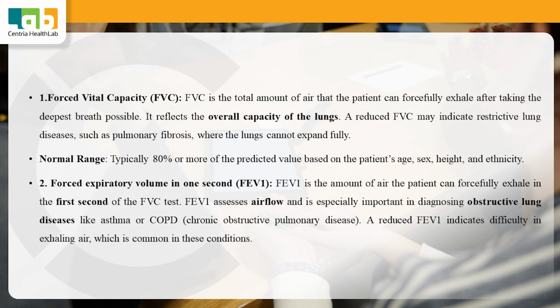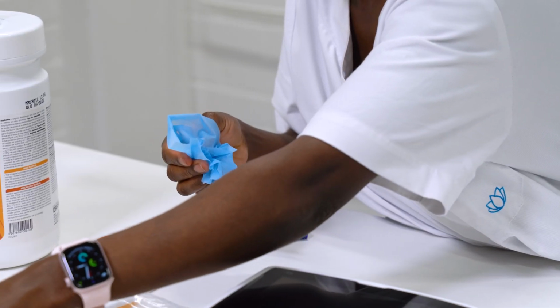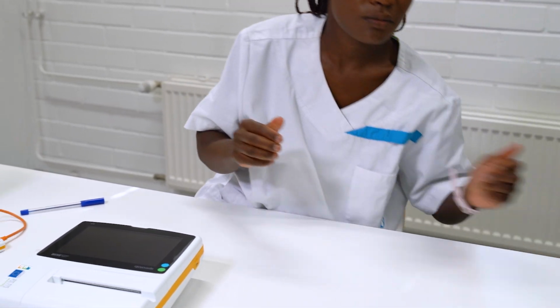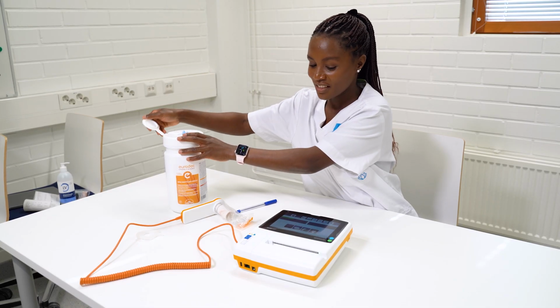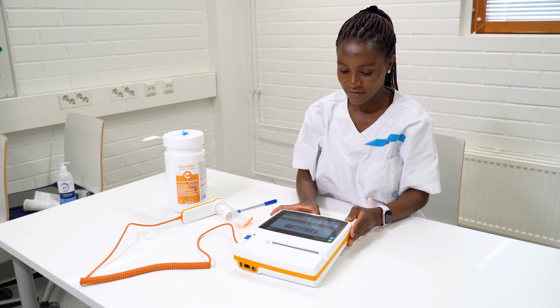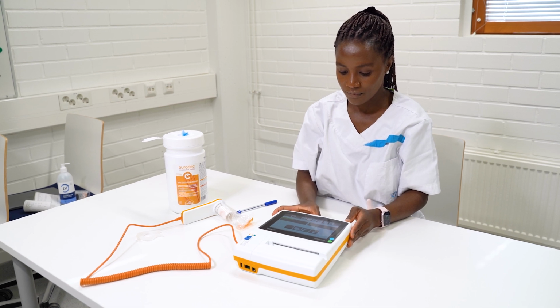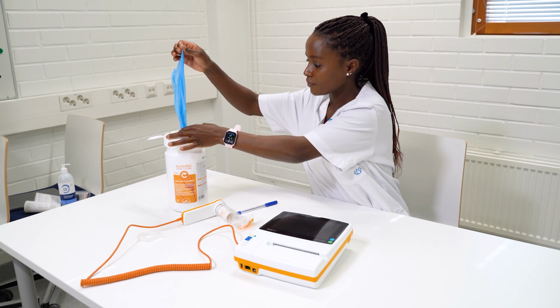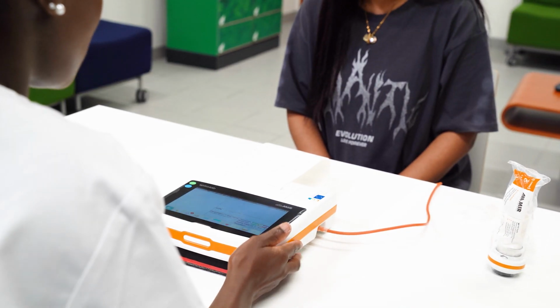After the test, the nurse helps to dispose of the used parts of the spirometry like the mouthpiece, disinfect the spirometry device, and replace them with new ones. The spirometry device is now turned off and properly stored for the next patient. The results vary depending on the patient's condition, ethnicity, height, age, and sex.